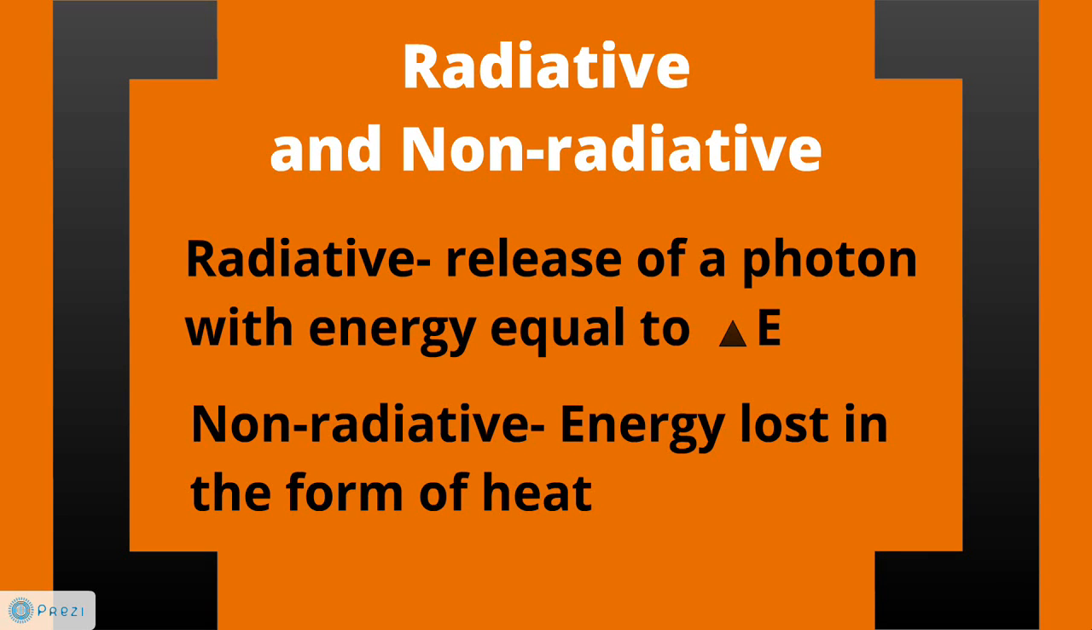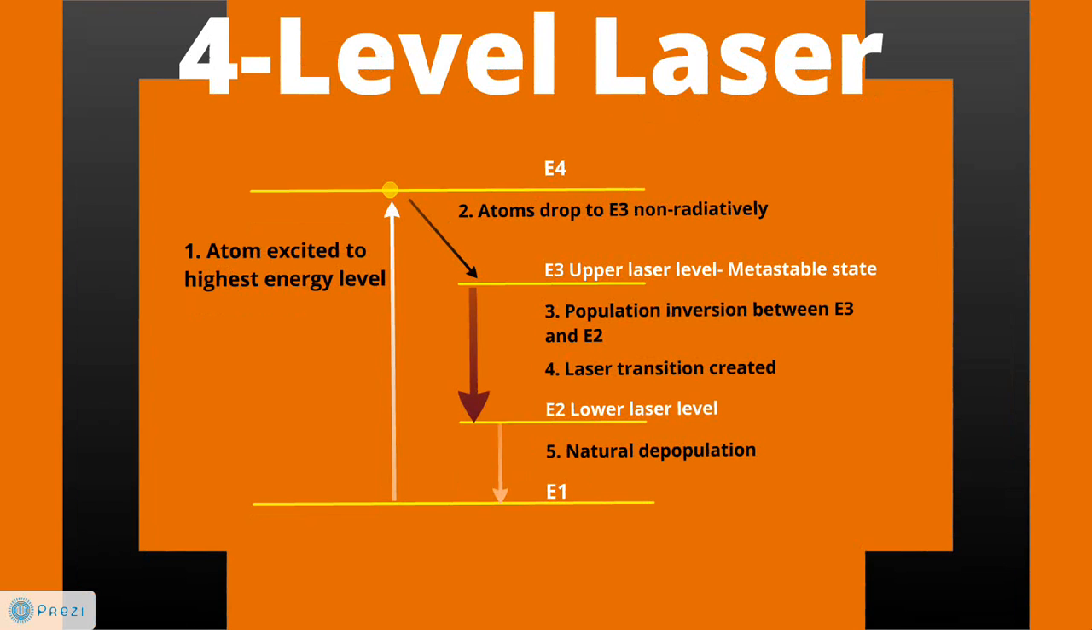So now we're on to the last part of this presentation, and that's describing the 4-level laser, which we can see here. Now you'll notice that it's the same setup, but now we have a lower laser level, E2, between the metastable state and the lowest energy level. Now looking at the process, we can see that again the atoms are excited to the highest energy level, where they drop to the metastable state, E3. Here, however, we have the laser transition taking place between the upper and lower laser energy levels. Then the atoms eventually lose their excess energy and return back to E1, the lowest energy level.